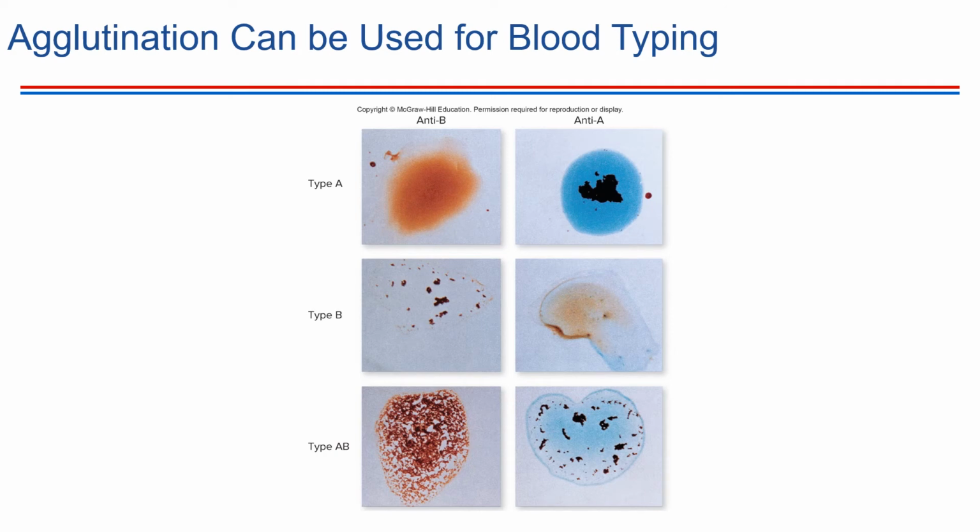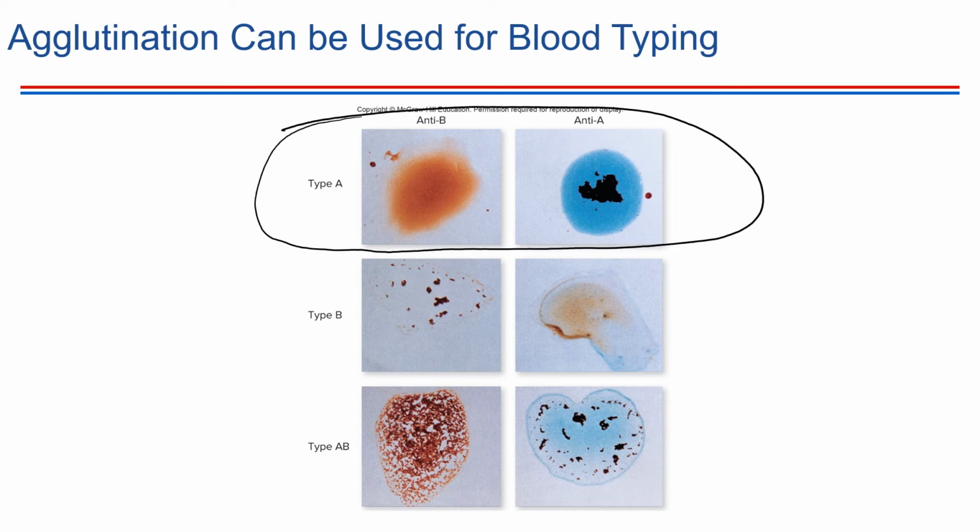We can type somebody's blood by purposefully putting anti-A or anti-B antibodies into a blood sample and seeing if it clumps. So in this case, we've got type A blood here, and what we've done is we've added some anti-B antibodies to that blood. Anti-B antibodies aren't going to do anything to type A blood, so it's going to look kind of like this. But if we happen to add anti-A antibodies to the type A blood, then it's going to clump up. And this is what it looks like when it clumps up. You see all this clumping of red blood cells there.